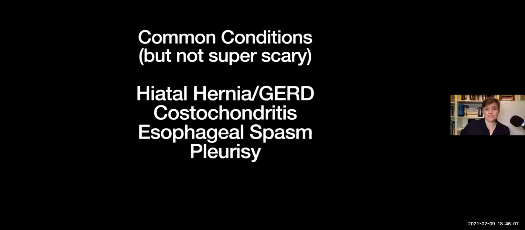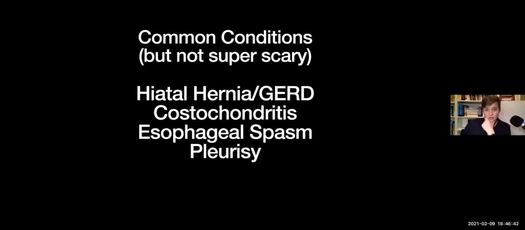The common conditions, the ones that aren't super scary, are GERD and a hiatal hernia. A hiatal hernia is where a tiny bit of the stomach herniates up into the chest, and it makes the sphincter between the esophagus and the stomach weak, and so it leads to GERD. So hiatal hernias and GERD are almost one and the same. It would be rare not to have GERD if you have a hiatal hernia.